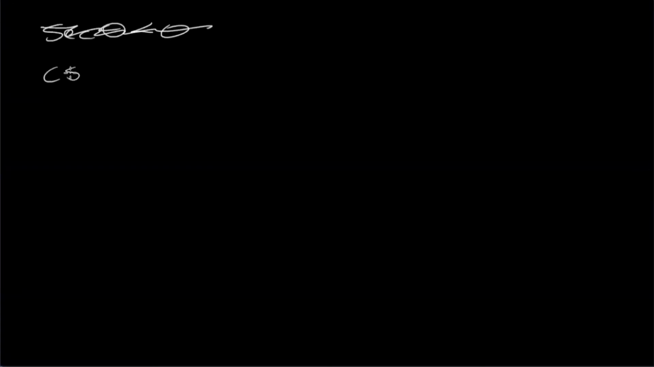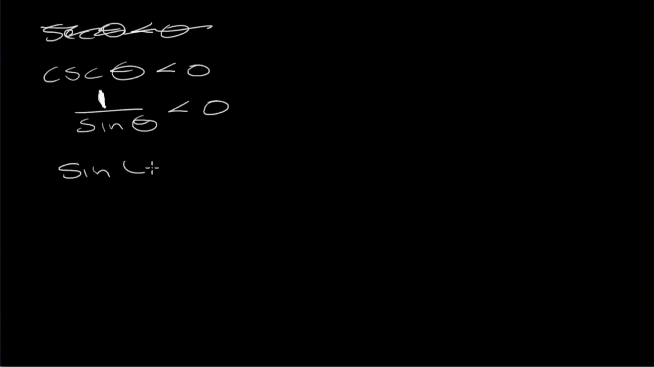If cosecant of theta is less than 0, well, cosecant is 1 over sine. That has to be less than 0. Probably the easiest thing to do here is to think about it. 1 is always positive. So if you're going to have less than 0, what does sine have to be? It has to be negative as well. So then sine of theta would have to be less than 0.